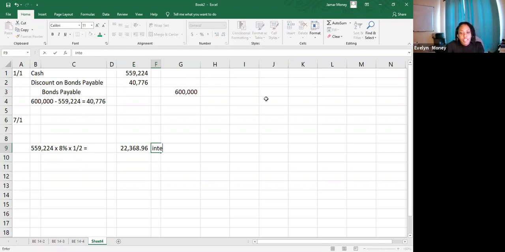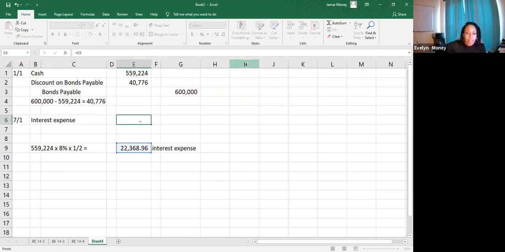So this is the amount of interest expense that we would need to record. So let me go ahead and put that in. Interest expense. Pull that number right from there.